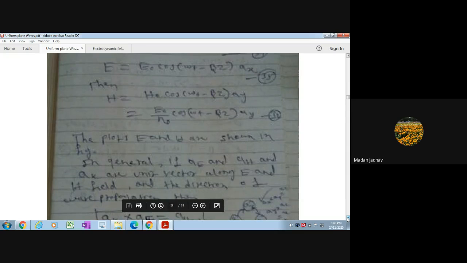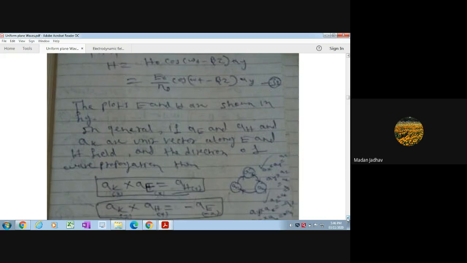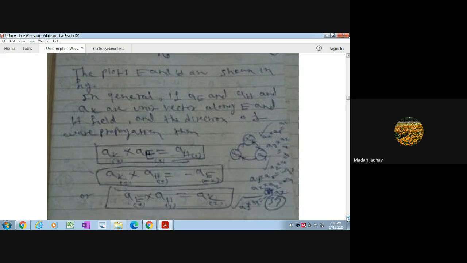Now the equation for the electric field intensity when the wave is propagating through free space is E naught cos of omega t minus beta z ax, and H is equal to H naught cos of omega t minus beta z ay, where E naught divided by H naught is eta naught, equal to 120 pi here. The ay shows the direction of the magnetic field intensity. Now we can also plot these fields. Both fields are perpendicular to each other and propagate in free space. The direction of the propagation vector is along the z-axis.